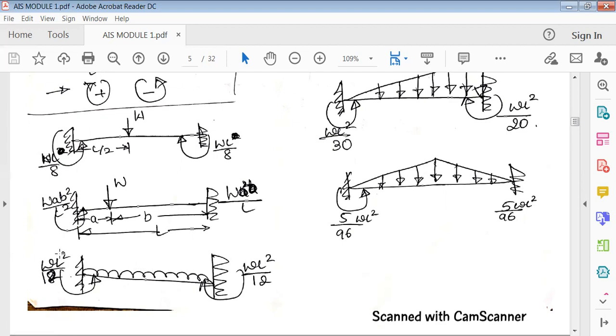Now, it is a UDL throughout the length. So it is w, length is L, so it is w L square by 12. On the left side, it is w L square by 12, and on the right side, it is w L square by 12. Because there is uniform loading throughout, the left side moment would always be anti-clockwise and the right side would be a clockwise movement.